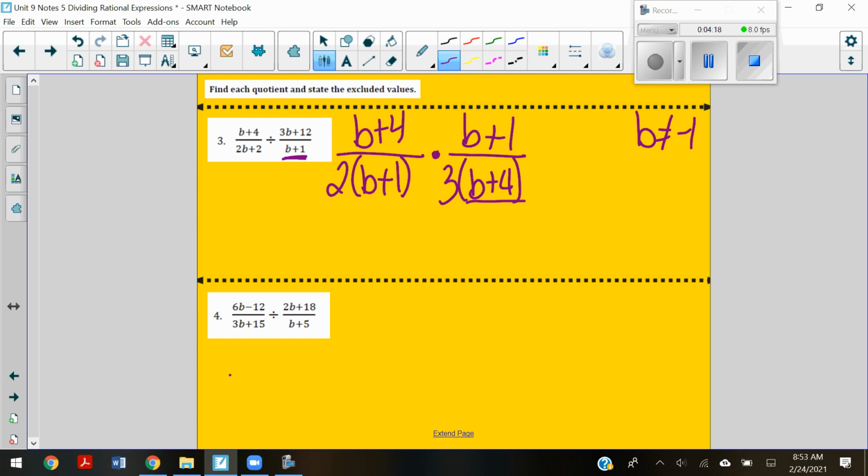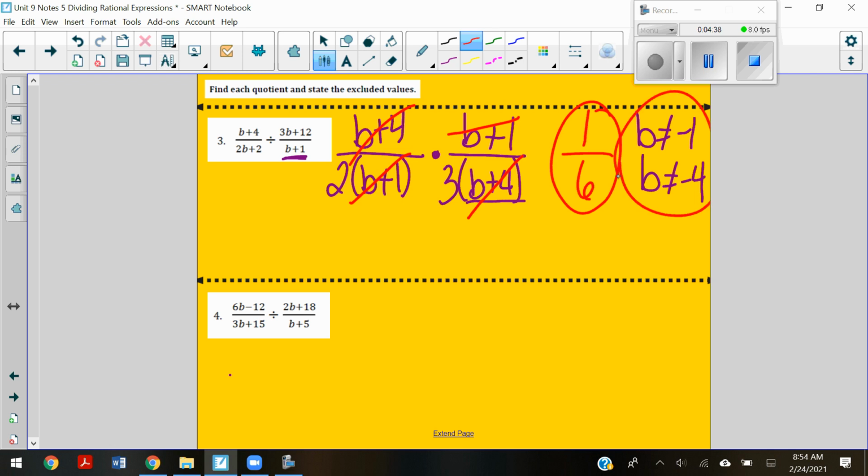Now, at this point, I need to say b cannot equal -4. I'm looking for things to cancel. I could cancel all of those. So in the numerator, I only have a 1 left if there's nothing up there, and then 2 times 3. So actually, it simplifies to 1/6, and my excluded values here are -1 and -4.